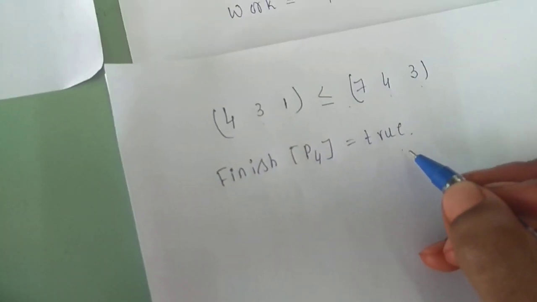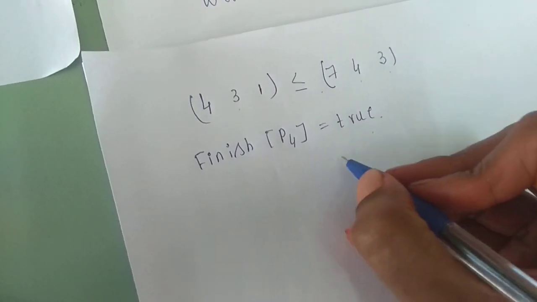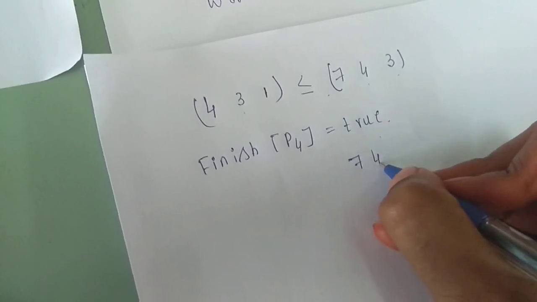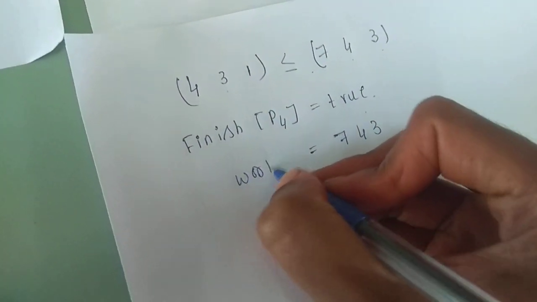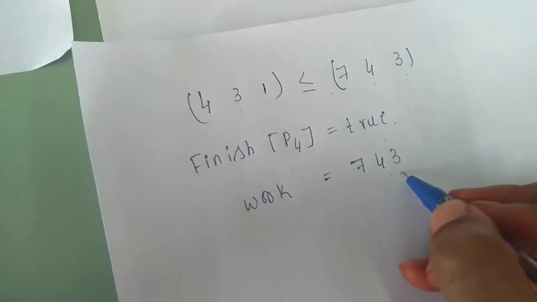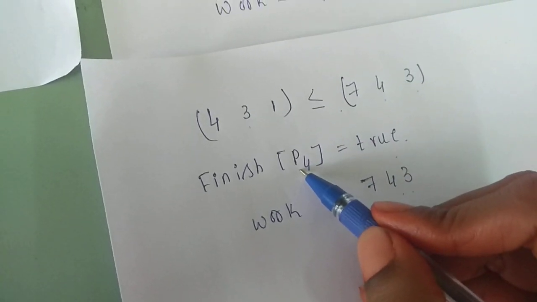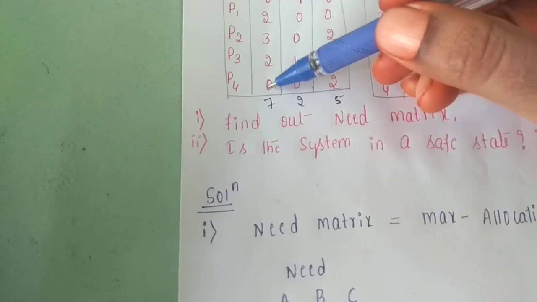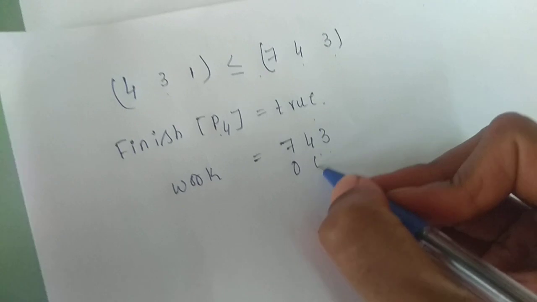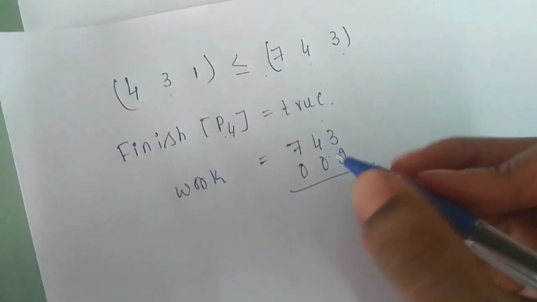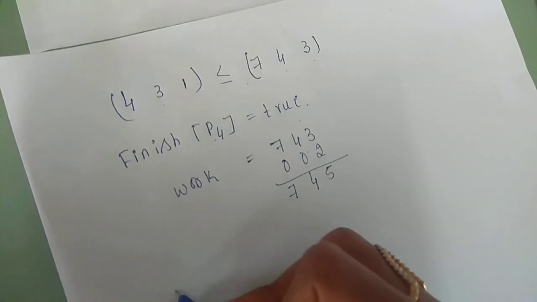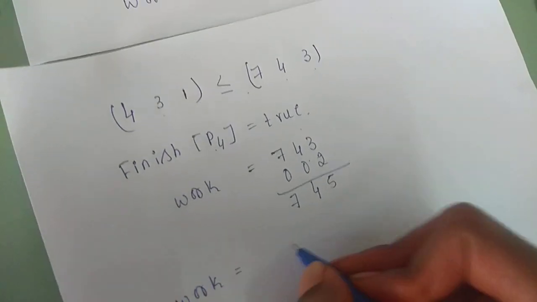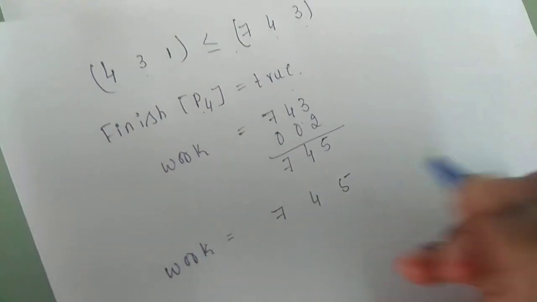You need to update the available, that is work, 7, 4, 3, okay, to the new one. So 7, 4, 3 is updated with the allocation of process P4. P4 allocation is how much? 0, 0, 2. It is given in the question itself. Addition of this one, you are going to get 7, 4, 5. Okay, so new work is 7, 4, 5.